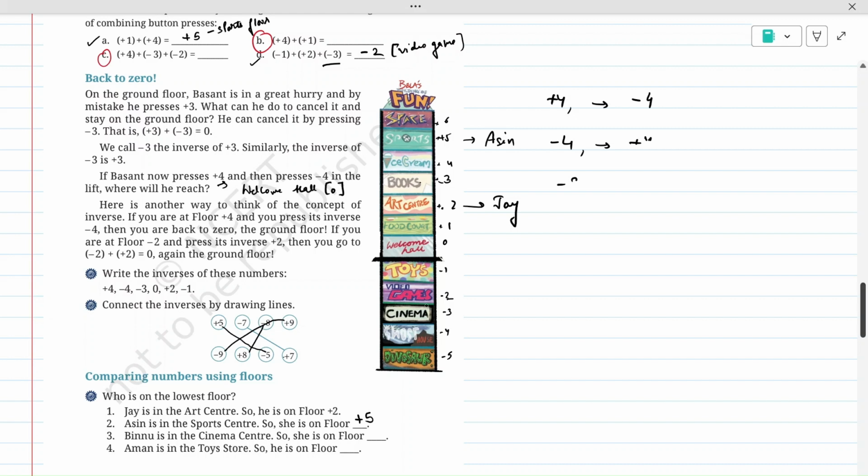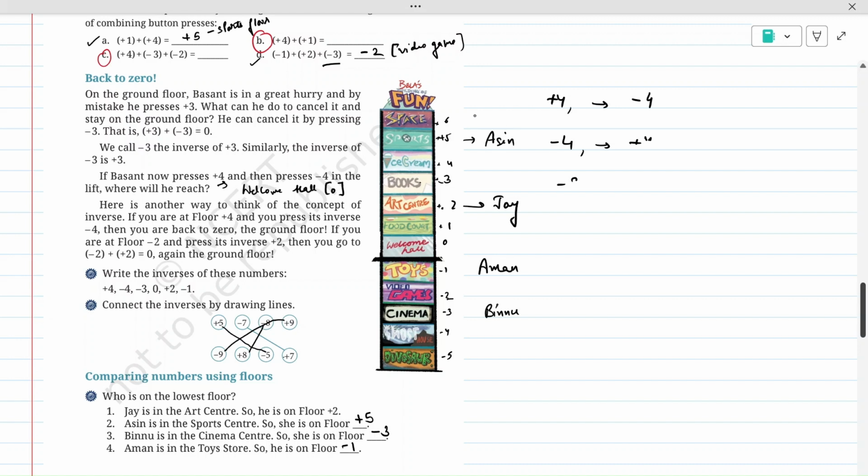So he is on which floor? This was 0, -1, -2, -3. So this is -3. Who is here? Binu is here. Last, Aman is in the toy store, so he is on -1. Now, who is on the lowest floor?